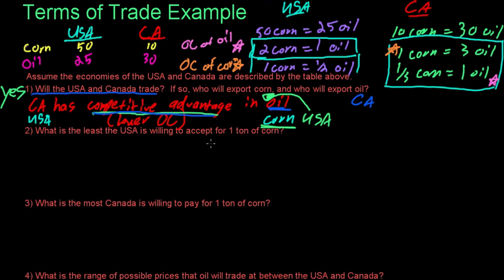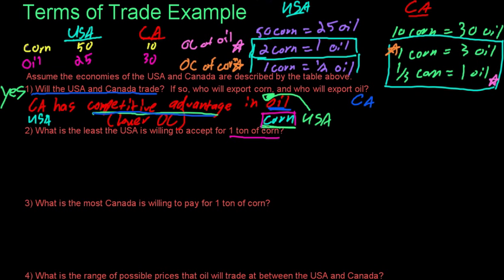Okay. So now I'm going to go ahead and start talking about answers. At this point, I hope that you have worked out your own. So what is the least the USA is willing to accept for 1 ton of corn? We already said in the last video that the USA is going to be trading corn. We got to that answer right here.